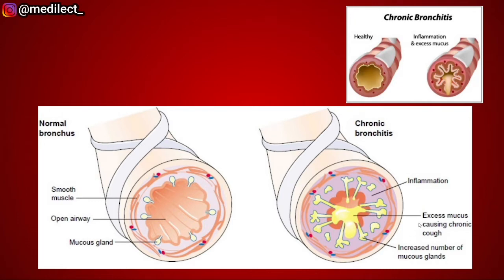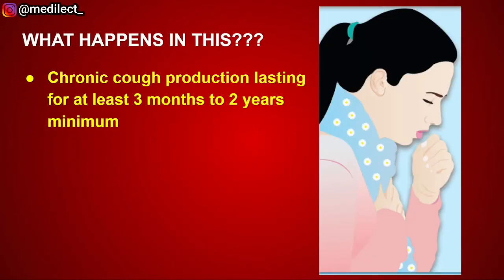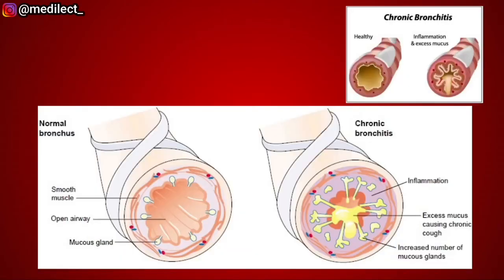of the mucus glands. Because the mucus glands are increased in their size, there is hypertrophy of them, causing excess mucus production, which is causing excess cough production, leading to chronic cough in chronic bronchitis. I told you before also that in chronic bronchitis, there is chronic cough production lasting for at least 3 months to 2 years minimum. And this characteristic is caused because of this reason. There is hypertrophy of the mucus gland, which is causing the excess mucus production, which is leading to chronic cough production by the chronic bronchitis patient.